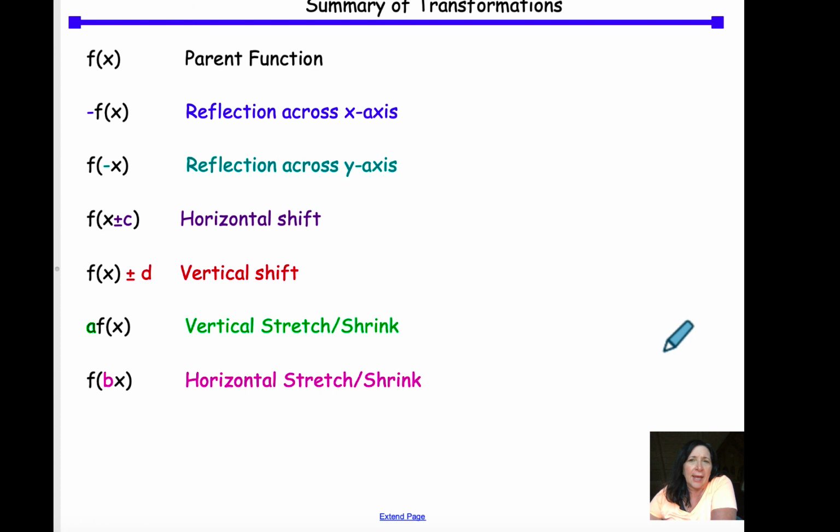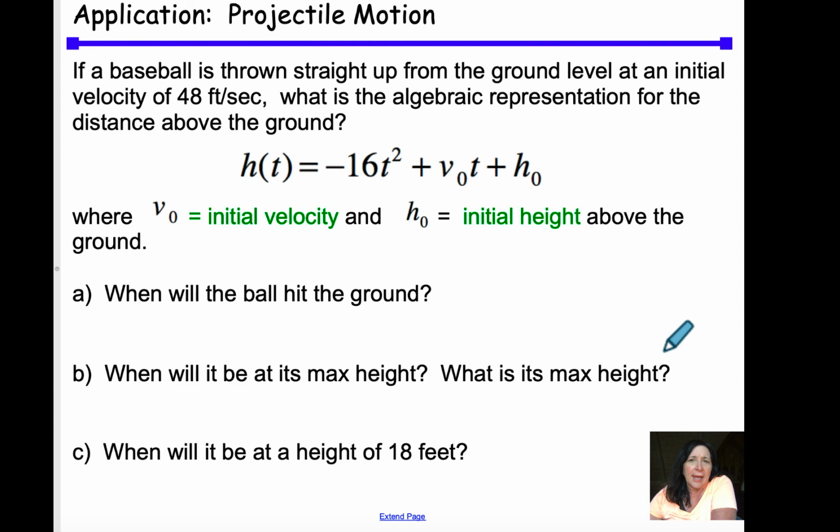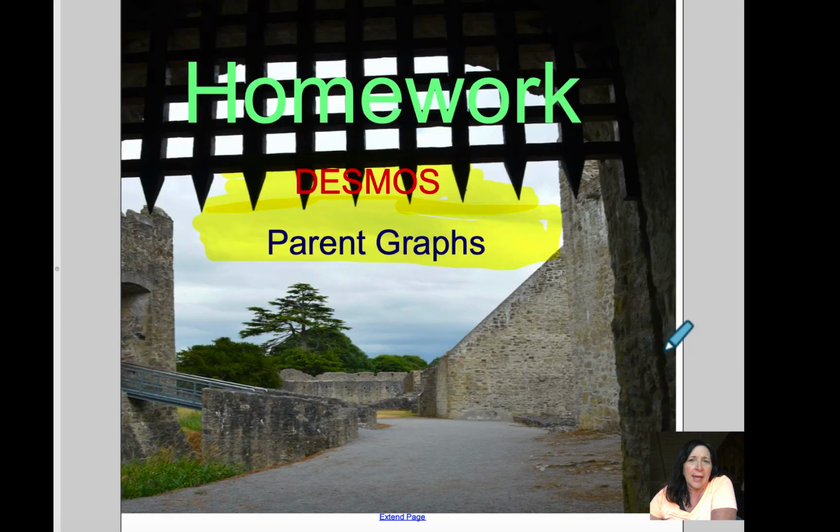So I did have another review problem, but if we have time permitting, we're going to start off our homework. We're going to do Desmos, the parent function graphs. I want to see you get started in class. So I'd like everybody to go to Desmos and get started with that. And in the meantime, we'll do that other value next week.